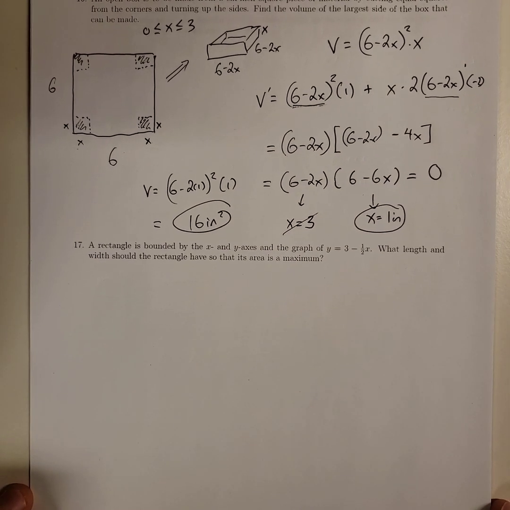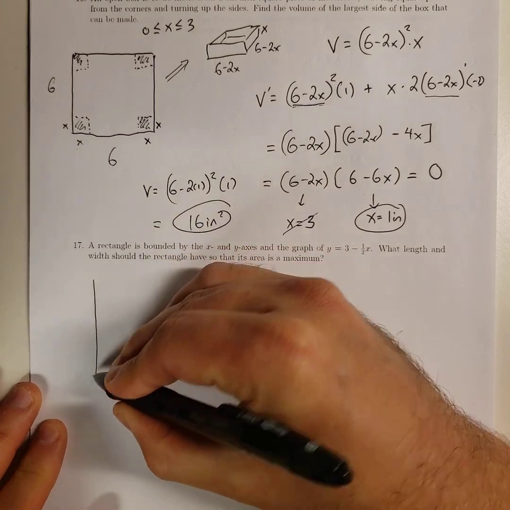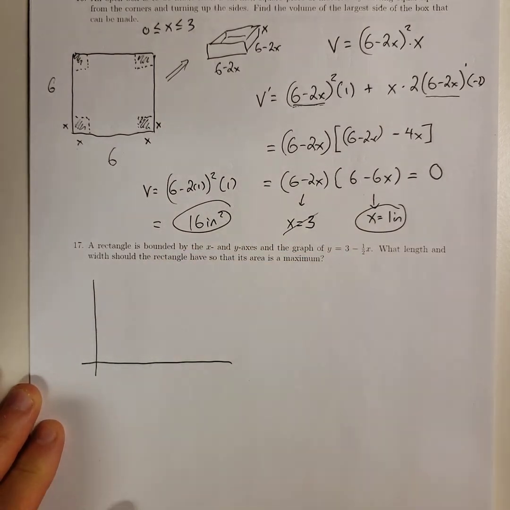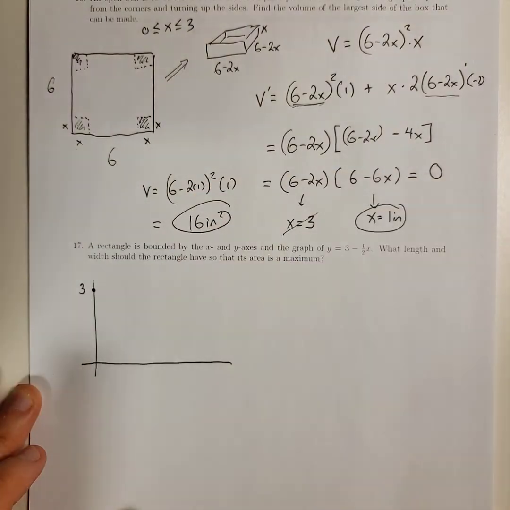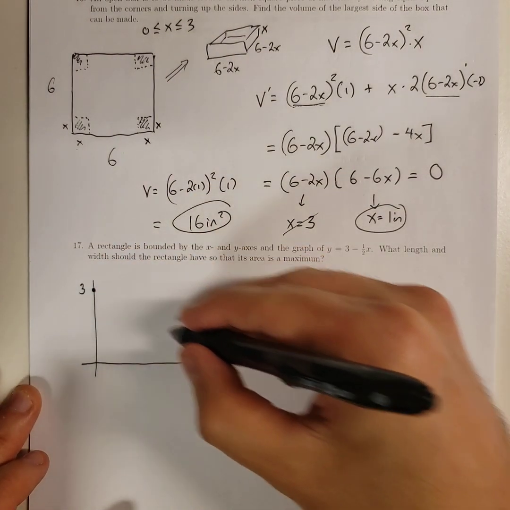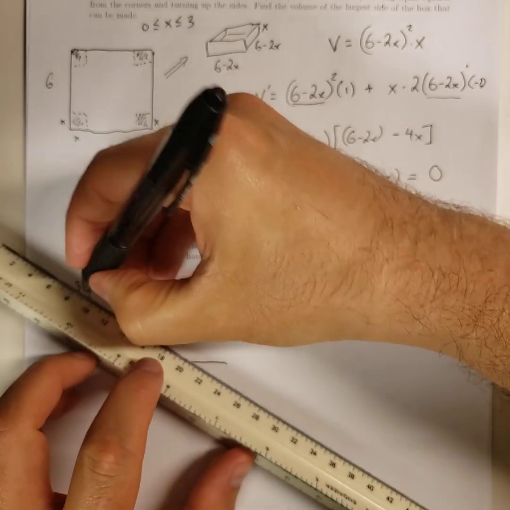Okay, next we have a little bit more of a general problem, not really an application, but it's still trying to find a maximum area in this case. So first we have a rectangle bounded by the x and y axes and by this graph, 3 minus 1/2 x. So let's see what they mean by this. So 3 minus 1/2 x means that it's starting at 3, and then it has a slope of negative 1/2. So I'll just draw a line here.